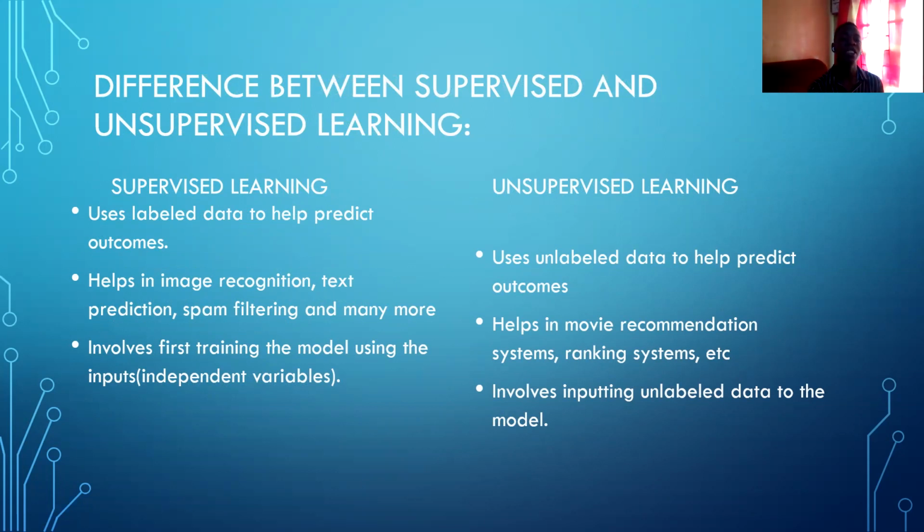Thirdly, supervised learning involves first training the model using the inputs. You have to first train the model because under supervised learning, we always have what we call historical data. That's what trains the model: we already have data input to help the model cope with the output it has to give to the user.